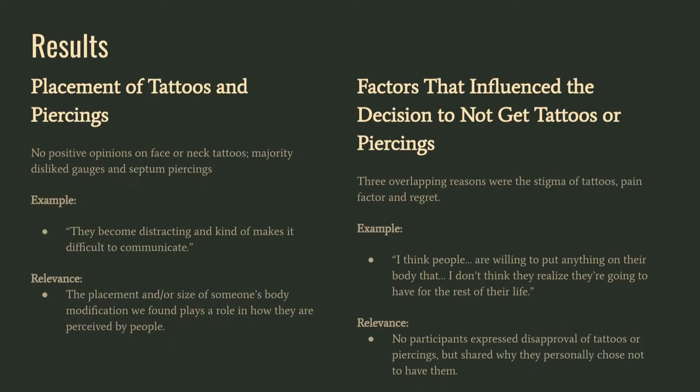This is relevant as the placement and or size of somebody's body modification may play a role in how they are perceived by people. We also found that another common theme is the factors that influence the decision to not get tattoos or piercings. There were three overlapping reasons: the stigma of tattoos, the pain factor, and future regret. One participant said, I think people are willing to put anything on their body, and I don't think they realize they're going to have it for the rest of their life.